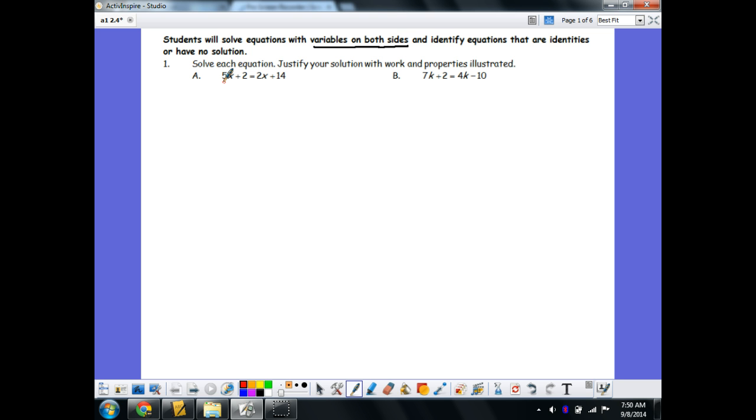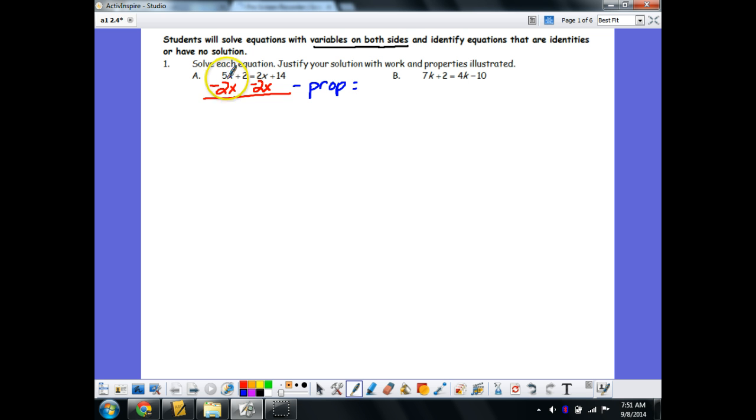And to move an entire term, we're not just moving the 2, so it's not like we're going to divide by 2. We're moving that entire 2x term. So we want the 2x to cancel. So we're going to do that by subtracting 2x from both sides. And again, that is a subtraction property of equality because we're subtracting the same thing from both sides.